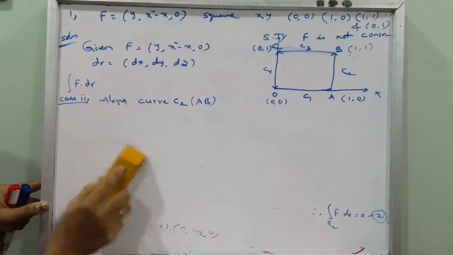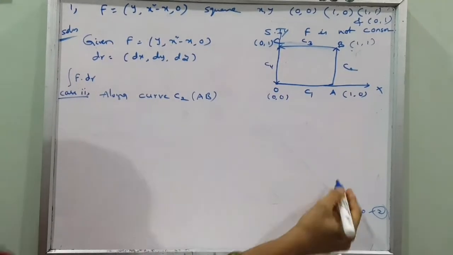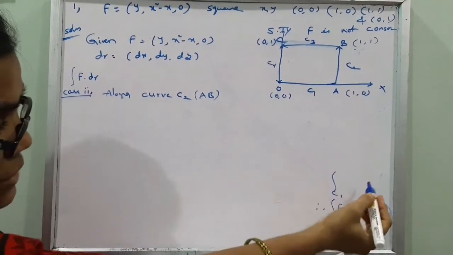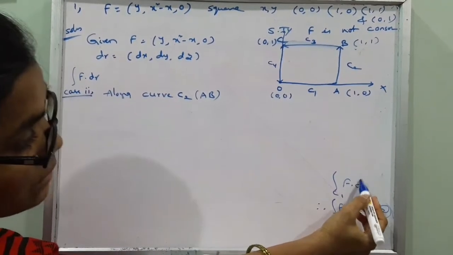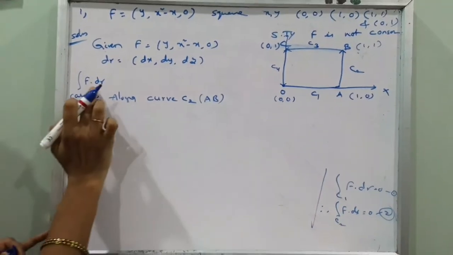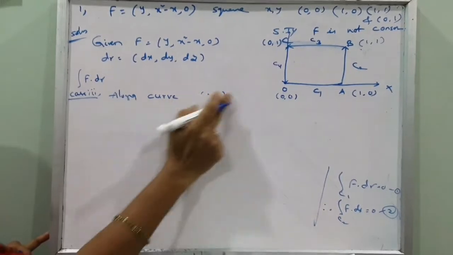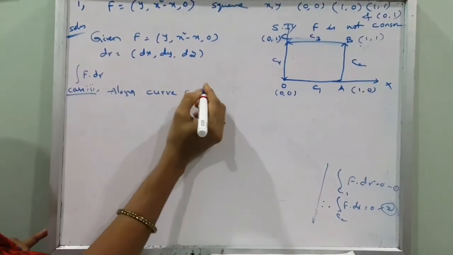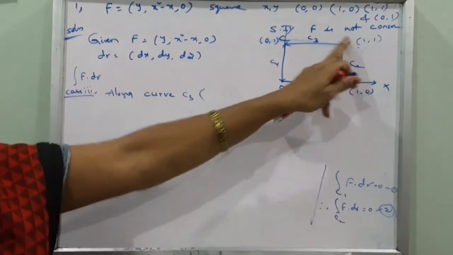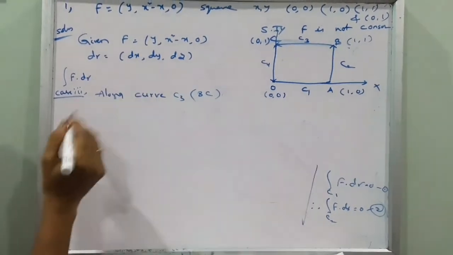Now, next along curve C3. From equation 1, we already found f dot dr is 0. Now the third case is along curve C3, which is nothing but B to C, along curve BC.